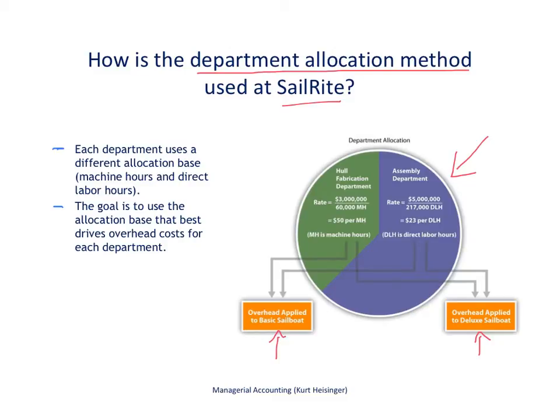And then we have two different predetermined overhead rates that we're going to be using. If you look at this 5 million, and you look at this $3 million right here, add those up, that's our $8 million. So we'll come back to that in just a second.